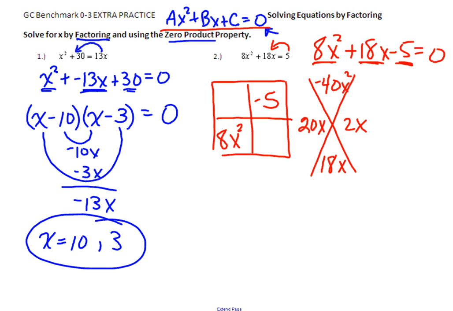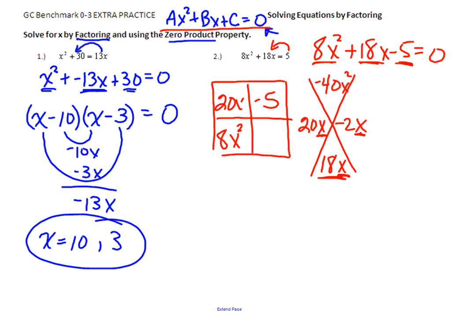Now let's get the sign straight. I'm sorry, 20 minus 2 is 18. I need the 18 to be positive. So when I add these two together or subtract them, that means I need the 2 to be negative. So double check. 20 times -2, -40x squared. Yep. And subtract to get the 18. And keep in mind that these are always going to be x, x, x. Don't forget, always x.